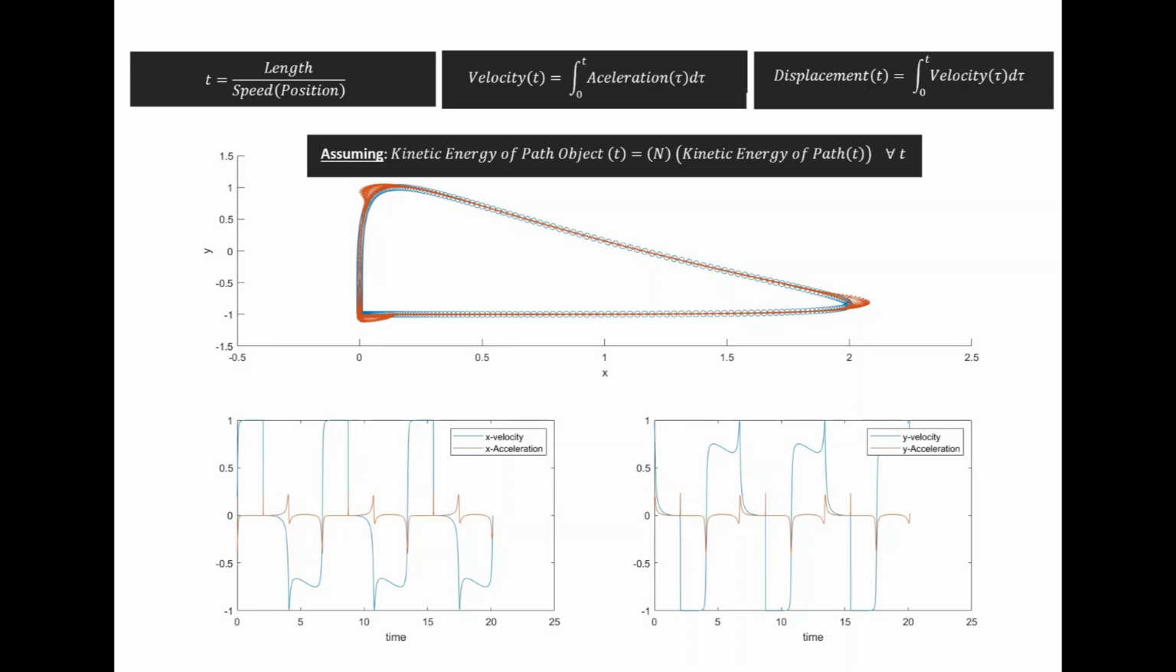If the path is free to move, and the mass has more kinetic energy than the path, the mass will transfer energy into accelerating the path via these reaction forces. If we further assume that the mass always has more kinetic energy than the path, we can cumulatively integrate these reaction forces to discover the path's resulting motion.